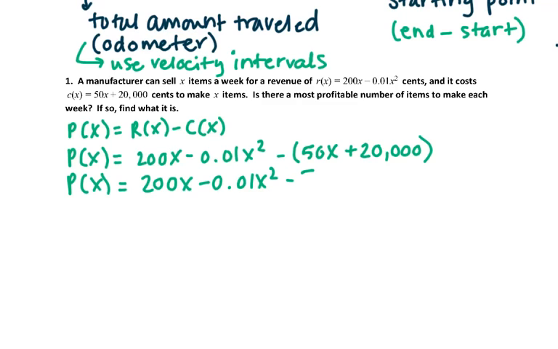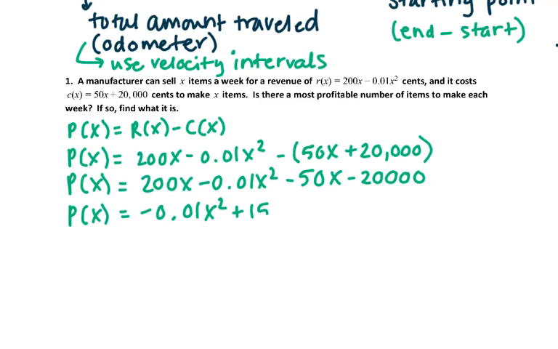And now we'll distribute our subtraction sign all the way through. And then what like terms do we have? We have 200x minus 50x that we can combine. I'm going to pull the x squared to the front because we see that this is turning into a quadratic. And then if I combine 200 minus 50, that gives me 150x. And then that minus 20,000.